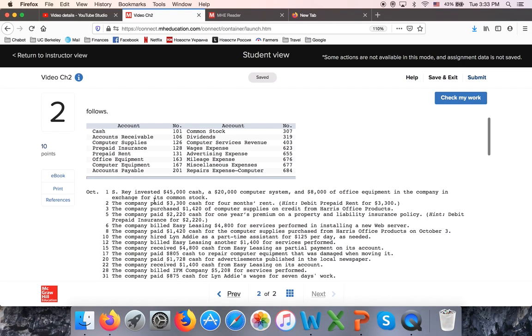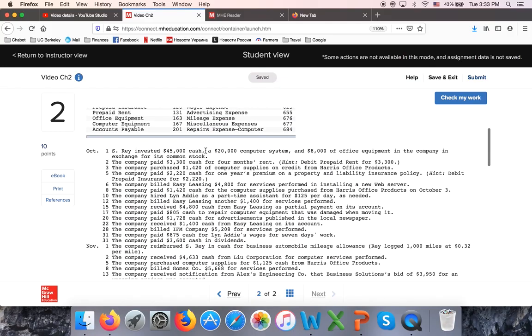And then we have transactions. We read the transaction, and then we're going to put it in T accounts, journalize it, and then post it to the ledger. I'm just going to go through a few of these. I'm not going to go through all of them, but that's what the accounting cycle is all about. The first 3 chapters are all about analyzing these transactions and then preparing financial statements.